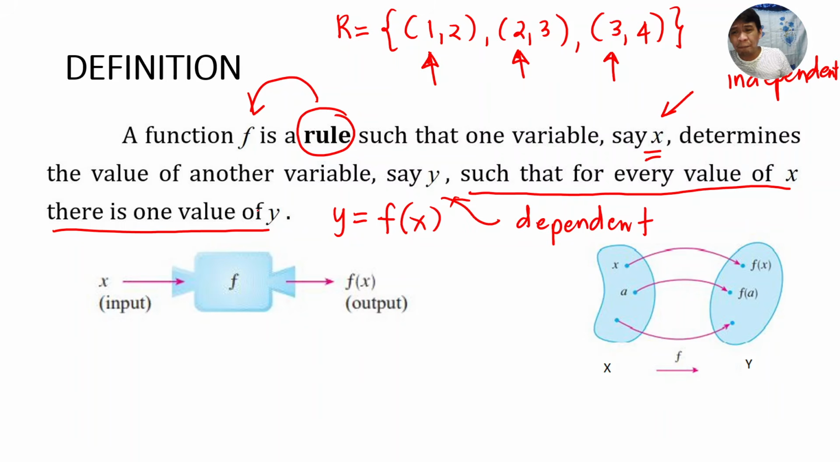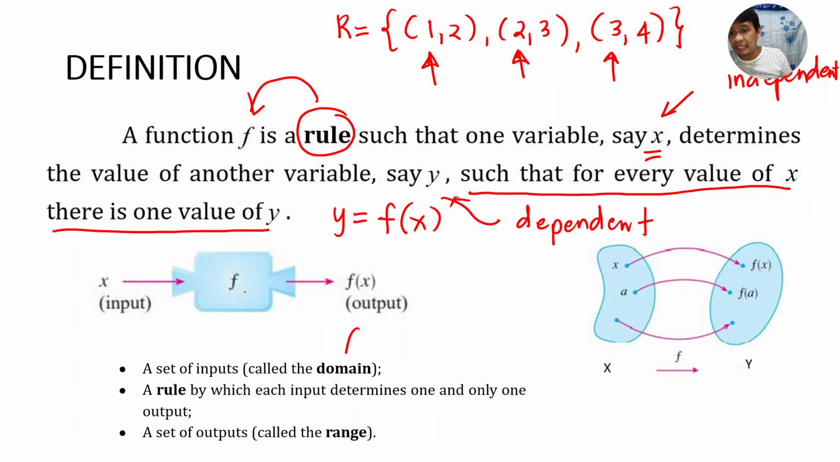So, anong tawag dito sa set of inputs? So, meron tayong special name for that. That is domain. And that f which is the rule, which input determines one and only one output. And a set of outputs which is called the range. We will talk about this range and domain sa next lesson natin. So, pag-usapan natin yung mga bagay na yan or kung paano tayo kukuha ng set of independent variables, paano natin siya makukuha. So, discuss natin yon by next session.